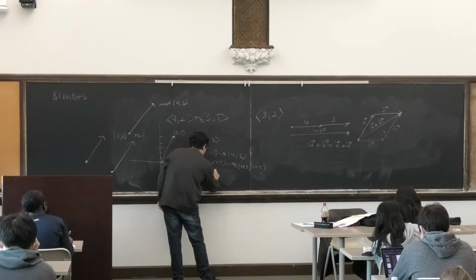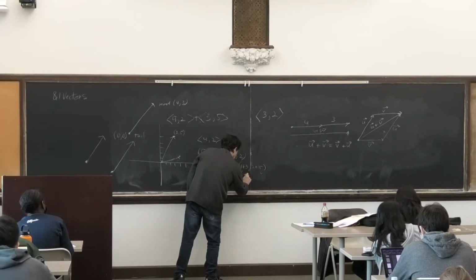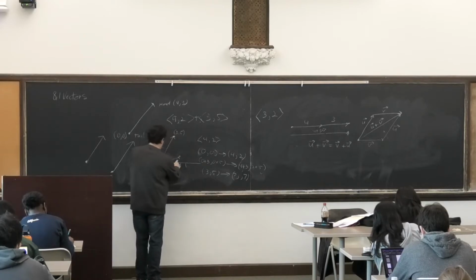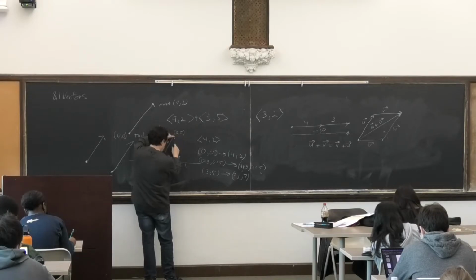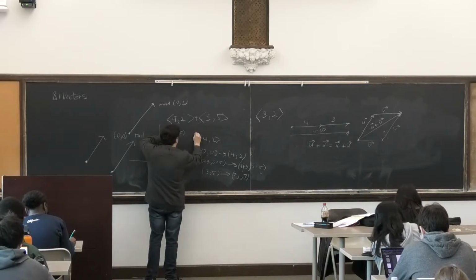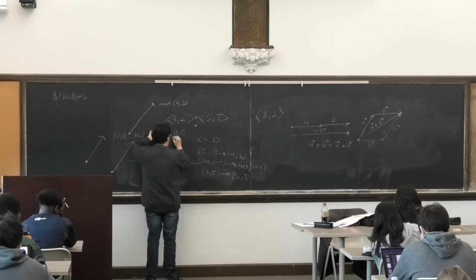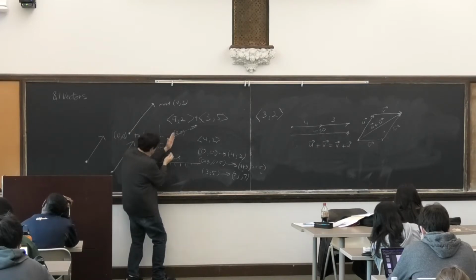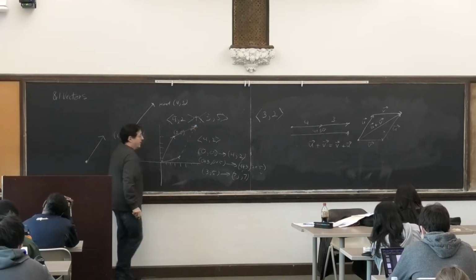That's 3, 5, and 7, 7. Okay, so I'm moving this here. So it's going to start at 3, 5 and go to 7, 7. Or I can take this vector, move it the same way, and I end up in the same place.